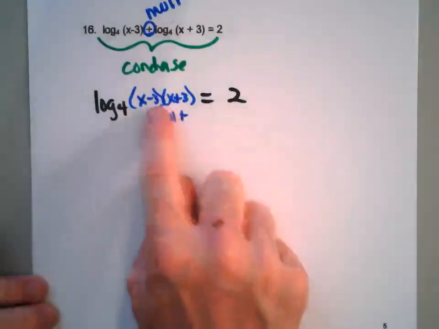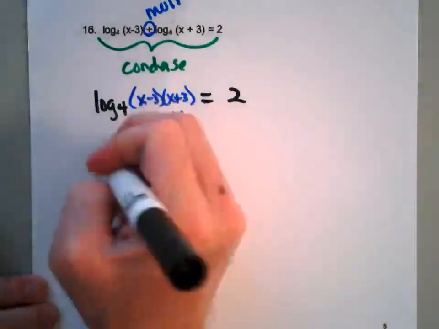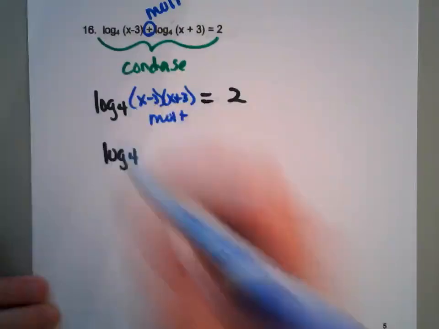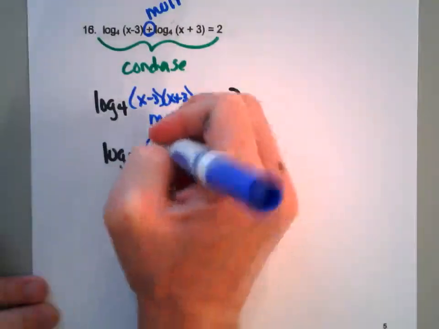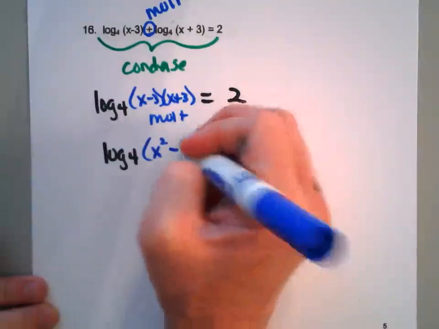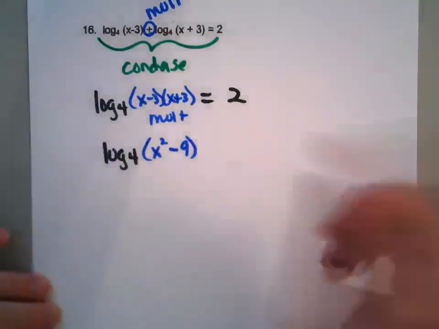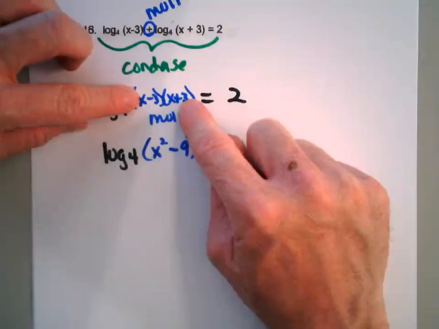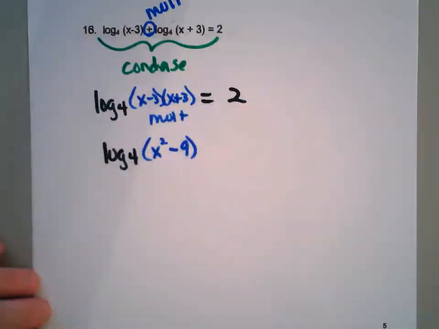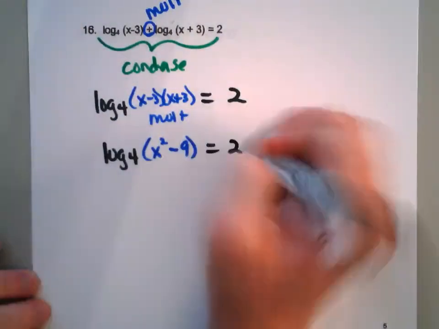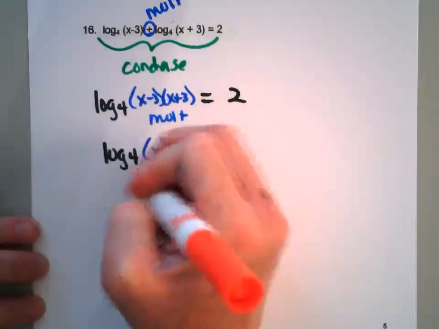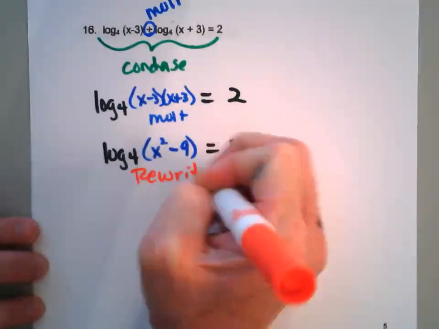So if you were to FOIL these two together, log base 4, and then you get x squared minus 9. If you FOIL those together, these are conjugates. We've talked about conjugates before. The middle stuff cancels out. And we get 2. 2 just keeps coming down. All right, we have to rewrite exponentially.